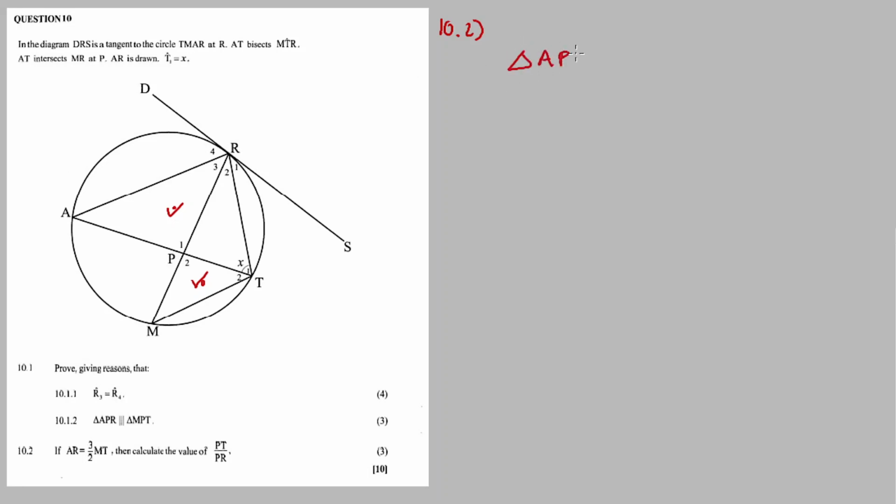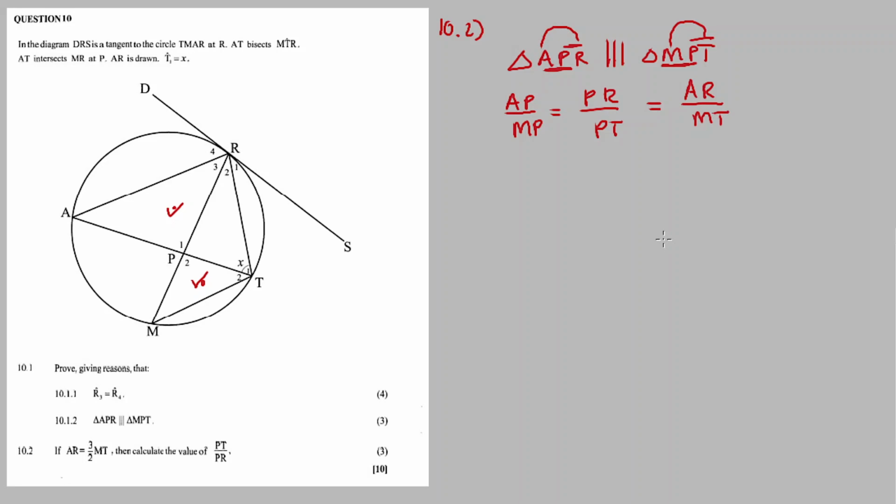Triangle APR is similar to triangle MPT. So therefore, AP over MP is equal to PR over PT is equal to AR over MT. These are our ratios. After proving similarity, we have the ratios.